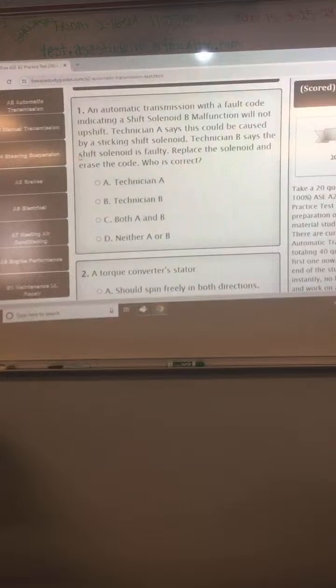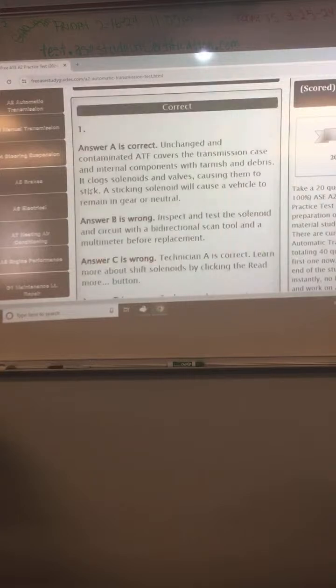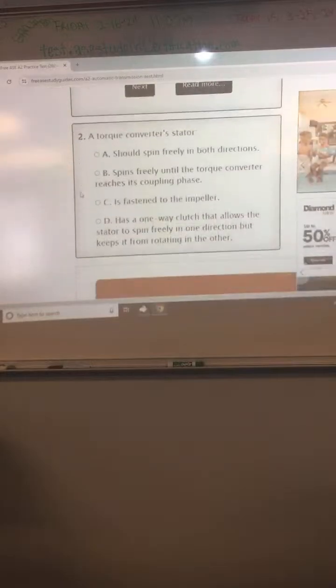This guy says the shift solenoid is faulty, replace it, erase the code. You can't just say it's faulty. You have to test. All right, good job. Technician B didn't diagnose anything, he just said replace it, clear the code, and call it a day. That's the mechanic you don't want.